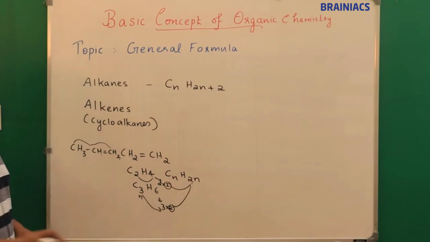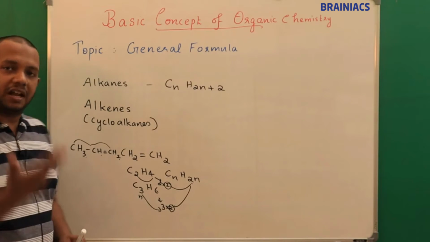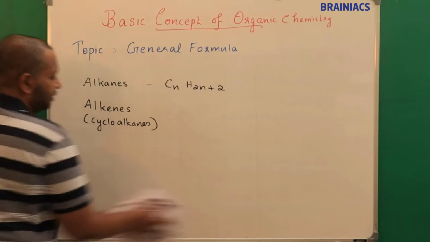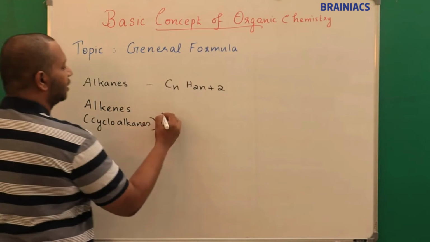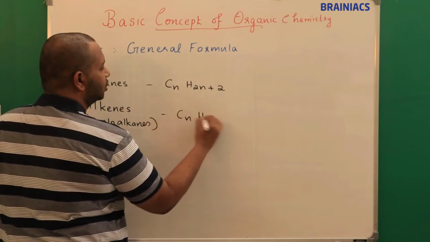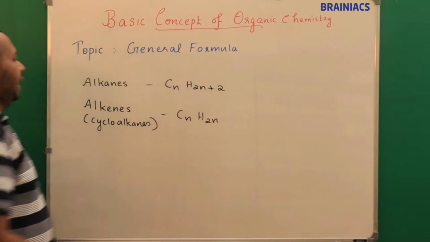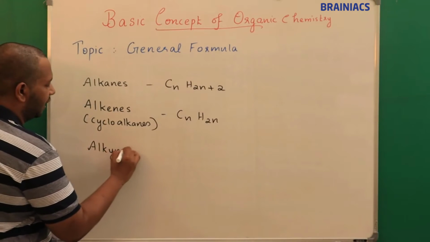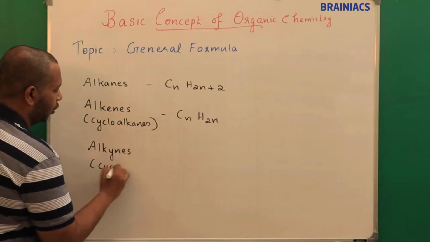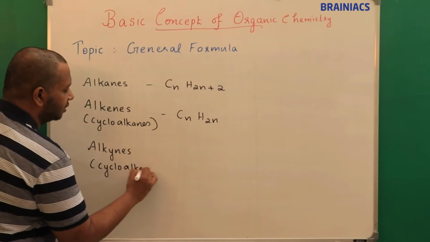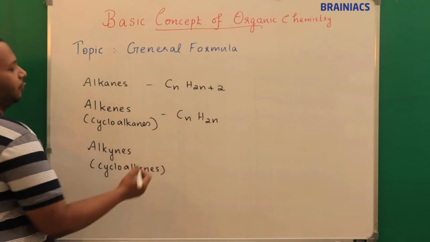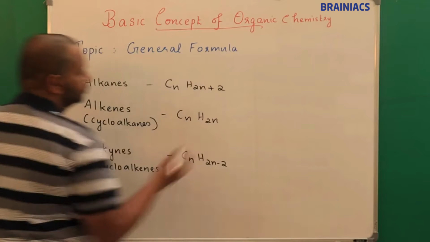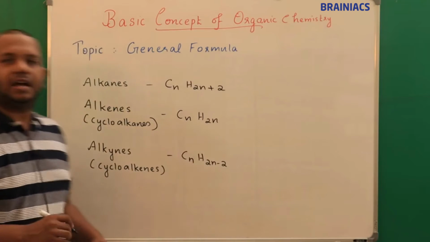CnH2n. Understood? So this is the way we derive the general formula. So I can write that here, CnH2n. And similarly for alkynes, alkynes and cycloalkenes have the same general formula, and that is CnH2n minus 2. So I can similarly derive that.